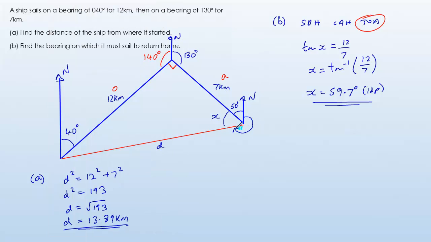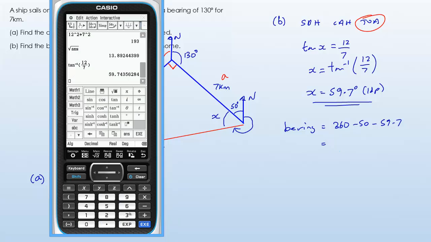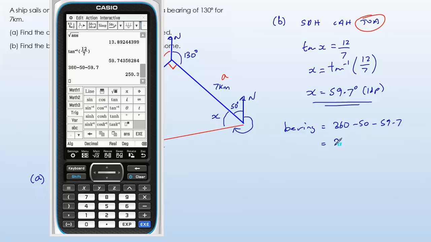Well, we know that all the way around is 360. So it's going to be 360, take away the two angles we know. So take away 50, take away 59.7. So that's 360, take away 50, take away 59.7, 250.3, so we'll say 250 degrees to the nearest degree.